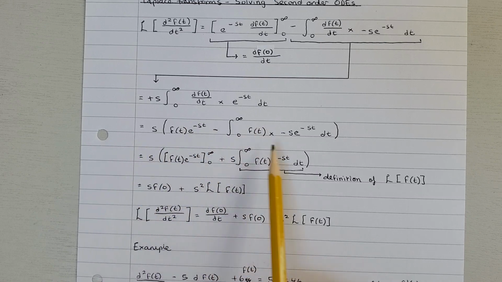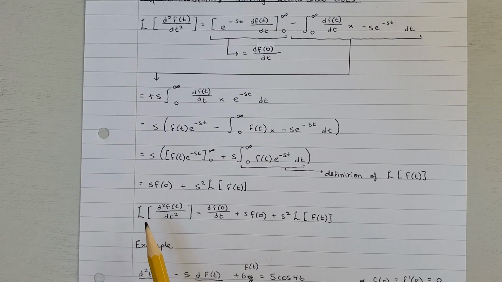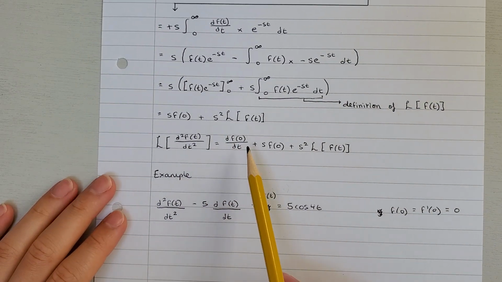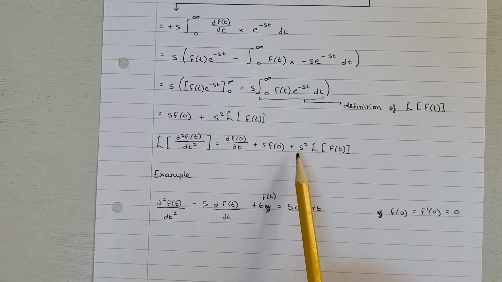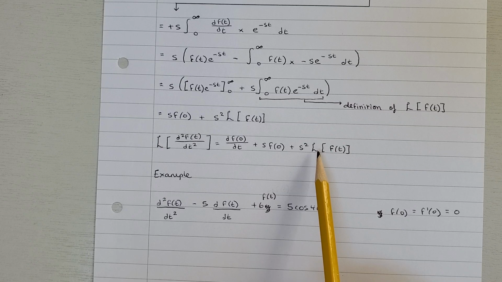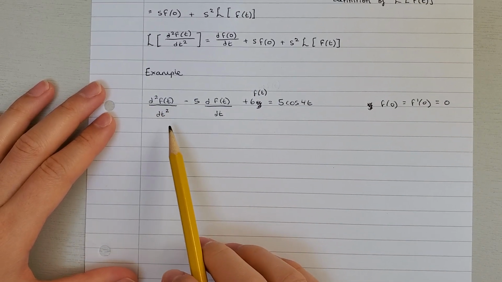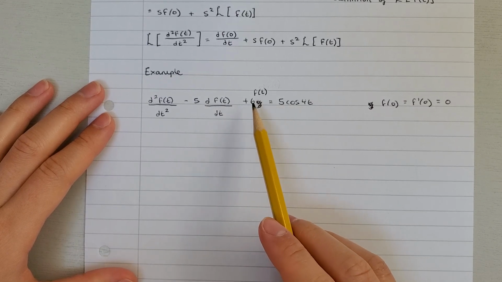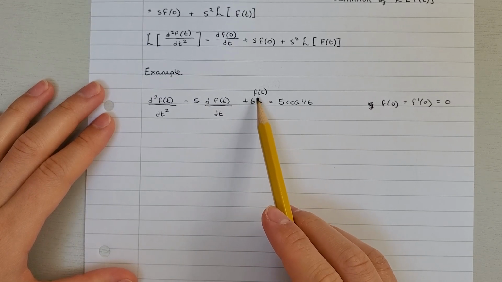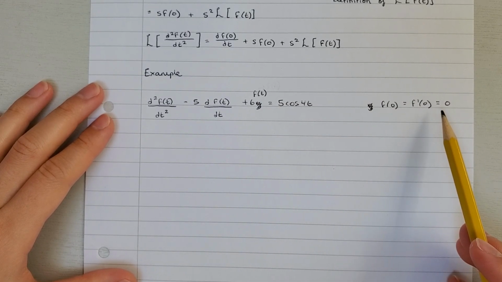So following the math, we come out with a solution for the Laplace transform of the second derivative. It gives us minus the first derivative minus s multiplied by the function plus s squared multiplied by the Laplace transform of the function. So if we move on to the example, we'll be using this. We have the second derivative of the function minus 5 multiplied by the first derivative plus 6 multiplied by the function equals 5 cosine 4t, and we're given the initial conditions here.